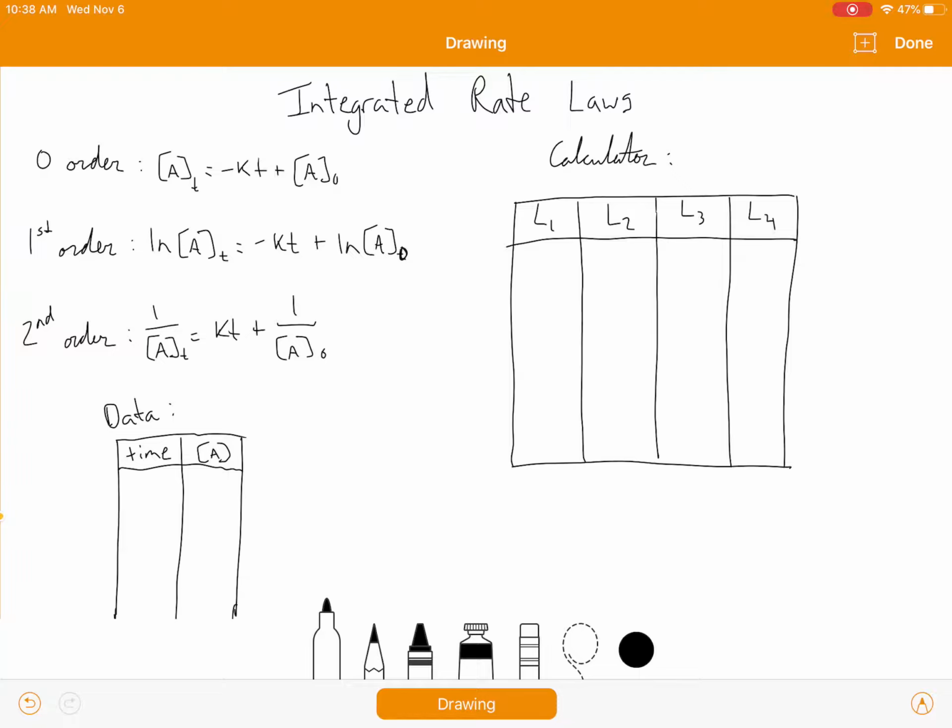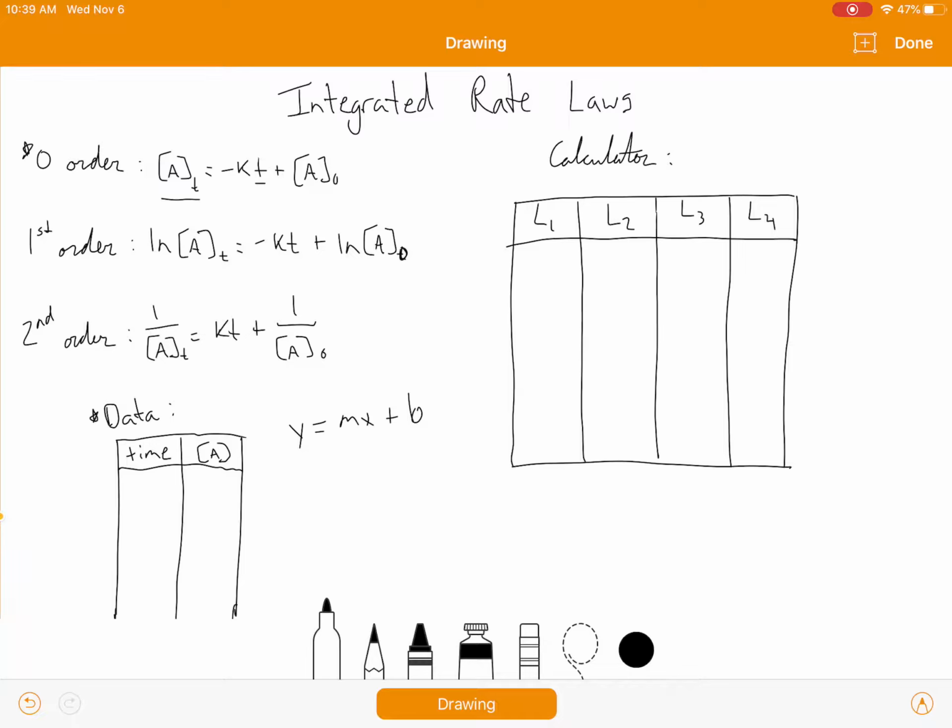Now what I want you to notice is that each of these takes a y equals mx plus b form. If you take your data, which is going to be time versus concentration, and graph it, notice in zero order you have time and just regular concentration. If that makes a straight line using that equation, it's going to be zero order.